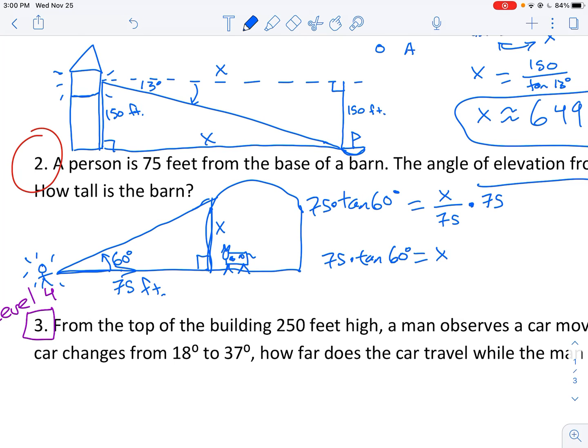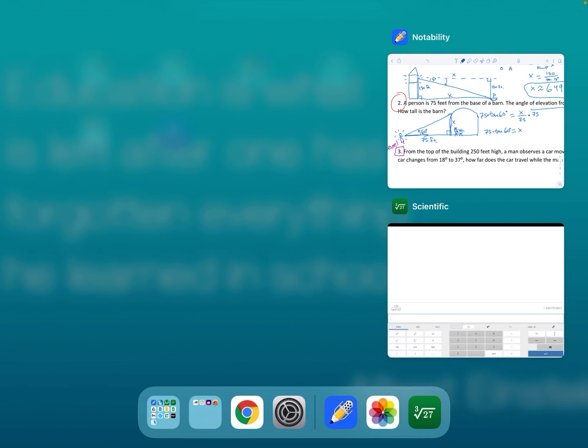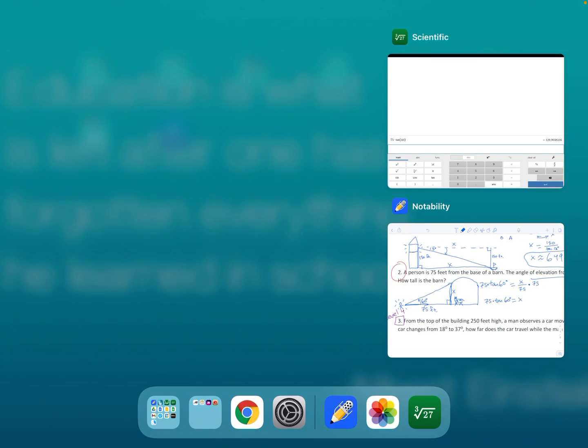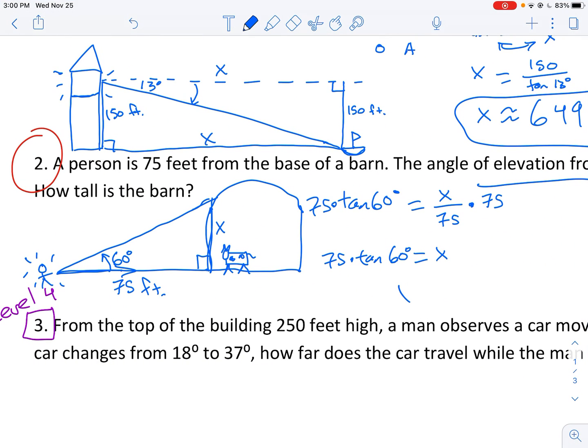So I'm going to hop over to my calculator and put that in. 75 times tangent of 60 degrees. Push enter. And I got 129.903. That rounds to 129.90. So I got x is about 129.90. And this is all in feet, except for the degrees there. So I got my 129.90 feet.